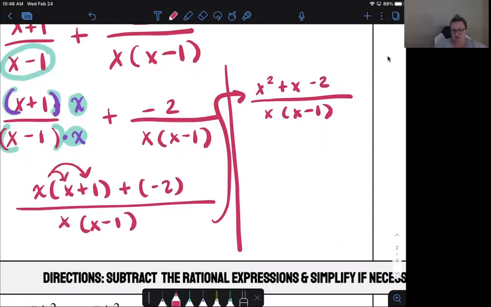So why don't you go ahead and try to factor that numerator, see if you can simplify this problem further and state your restrictions on your own. Press pause and then press play when you're ready to check your work.